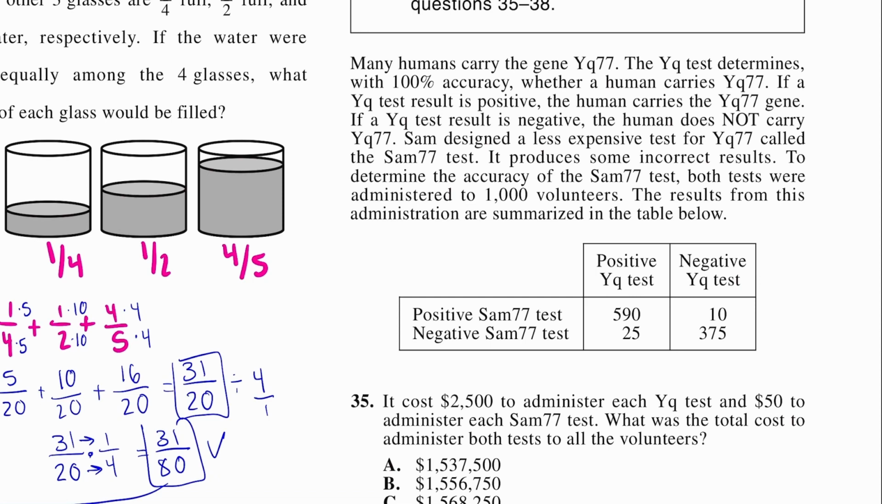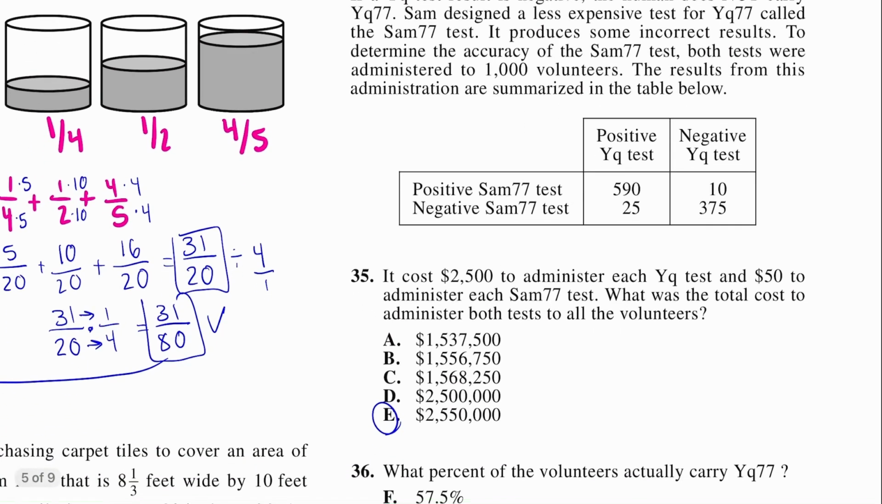To determine the accuracy of the SAM77 test, both tests were administered to 1,000 volunteers. The results from this administration are summarized in the table below, and it gives us a table. It costs $2,500 to administer each YQ test and $50 to administer each SAM77 test. What was the total cost to administer both tests to volunteers?